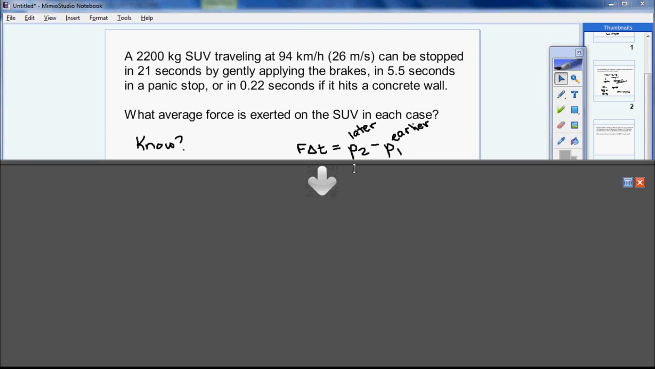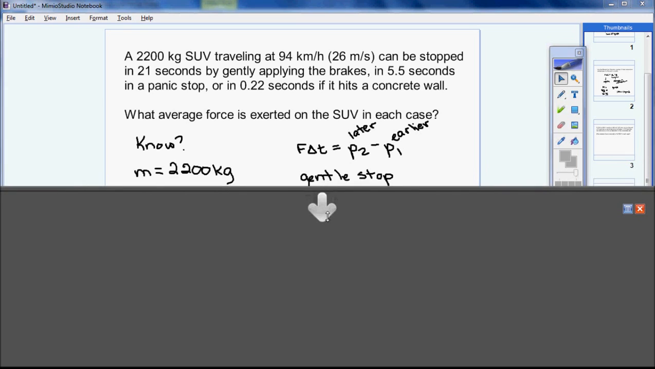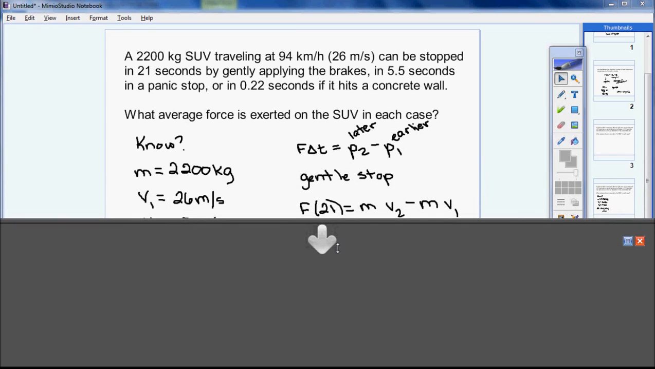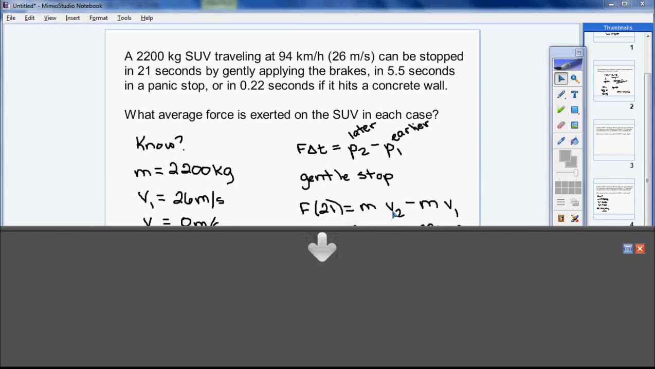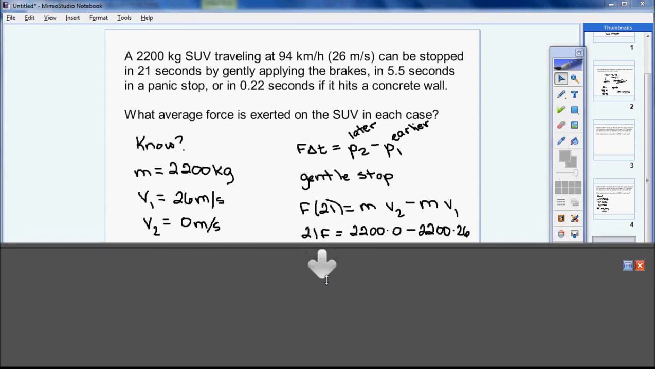Remember that P is m times v. So there's really 2, we're going to do the general stop one first. There's really 2 mass times velocity expressions here. This is your P2, your later momentum, and this is your earlier momentum. I've already gone ahead and plugged in the 21 seconds because we're starting with a general stop. So in the general stop we have this unknown force times 21 seconds equals these equal masses, because it's the same SUV, times the 2 different velocities.